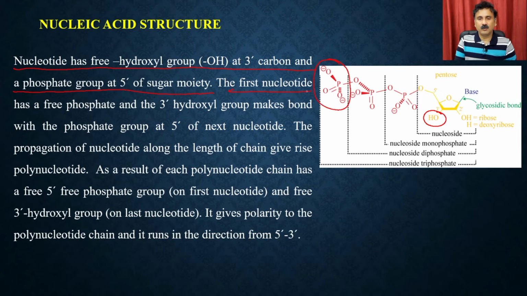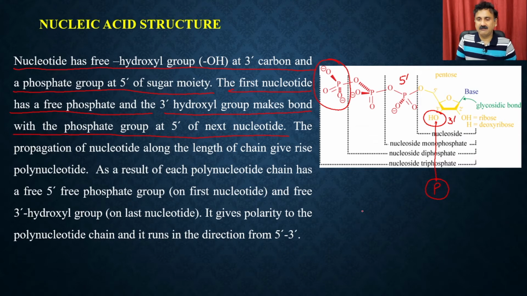The first nucleotide has a free phosphate group, and the 3' hydroxyl group makes a bond with the phosphate group at the 5' of the next nucleotide, which means you use this particular group. So this is the 5' end and this is the 3' end. If it is the first nucleotide, it is going to use the 3' OH group, and it is going to bond with the phosphate of the next, and that's how there will be a propagation.